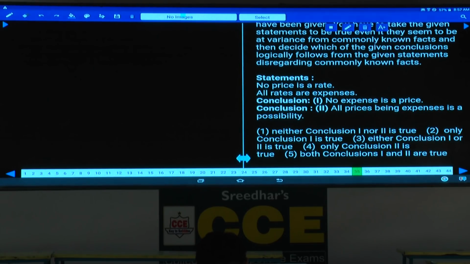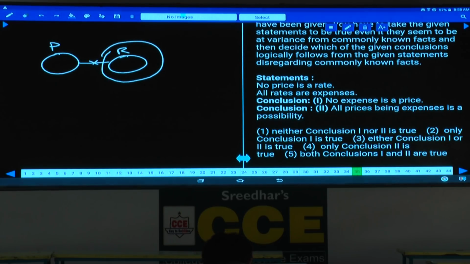Then question number 35. Now in this question number 35, no price is rate, no intersection between price and rate, and all rates are expenses. No price is rate and all rates are expenses. And first one, no expense is a price. No expense is a price, is it true or not? That is definitely true, because now these are expenses and these are prices.